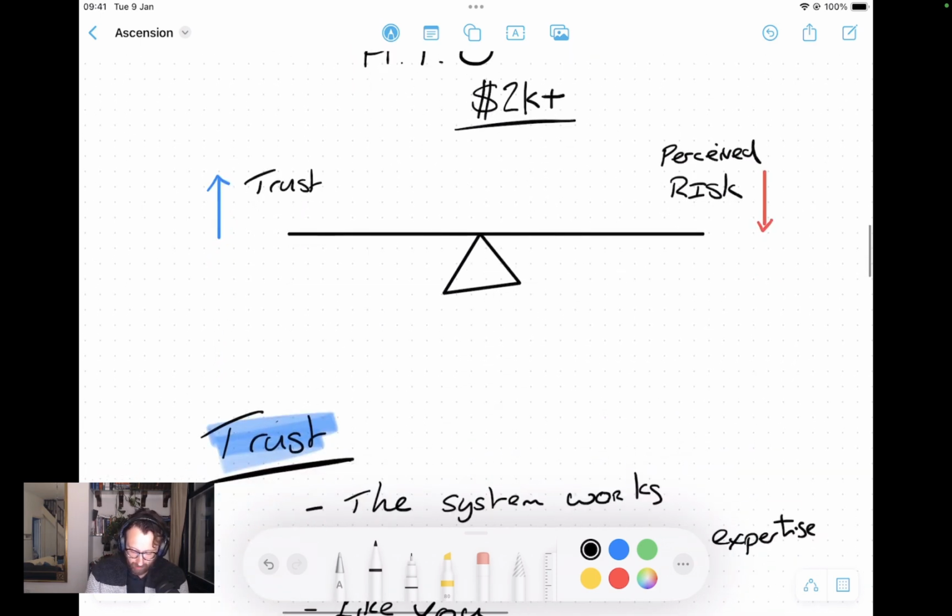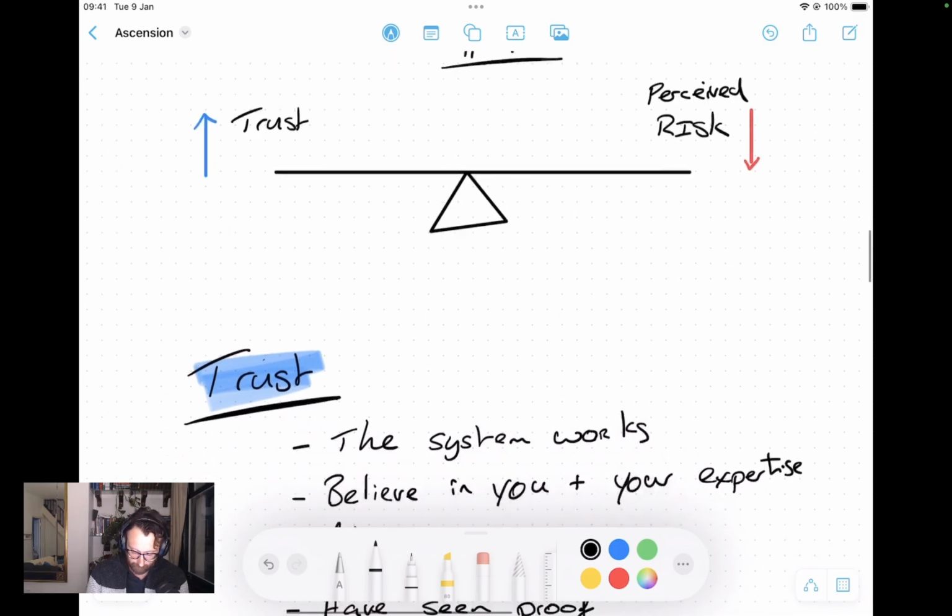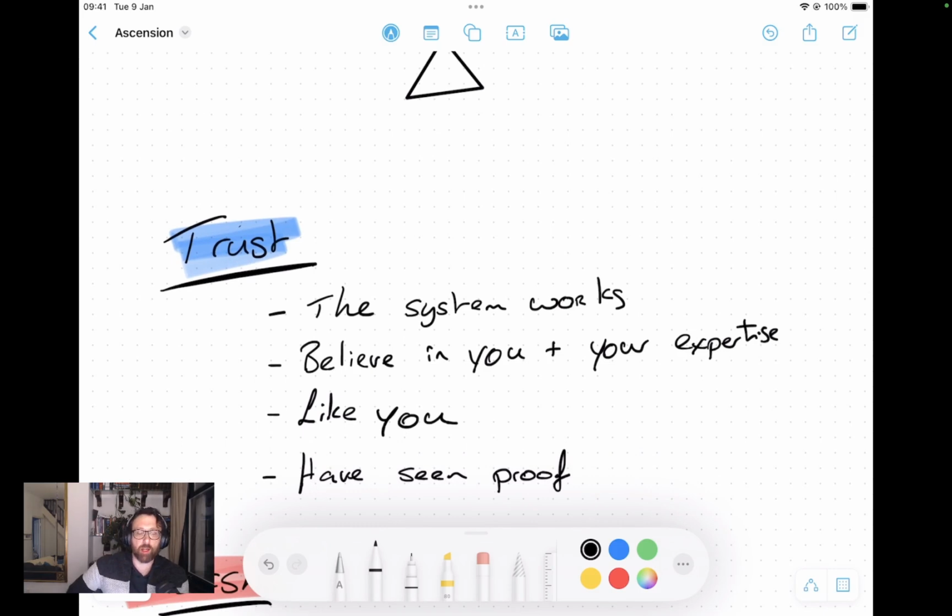Okay, so there's a couple of different ways you can do that, and I'll run through the sequence from a high level that we use for this. But essentially, for trust, there's a couple of different things that you want to be looking at. They need to trust that the system works, so it needs to be a tried and tested system. They need to believe in you and your expertise. That also leads into liking you, and they need to see proof.